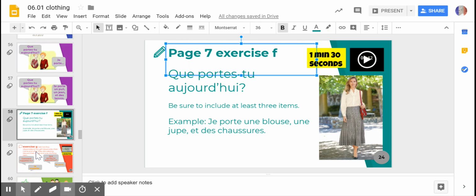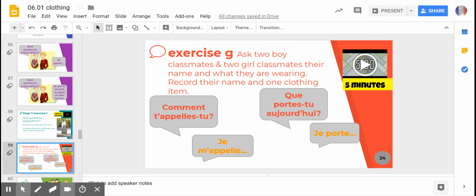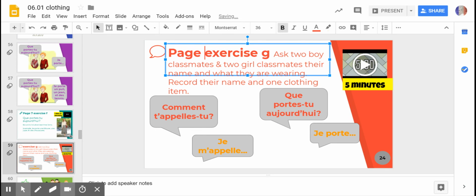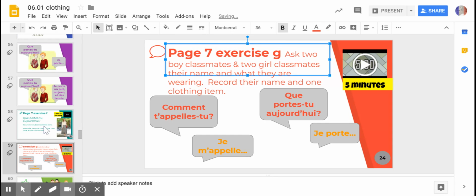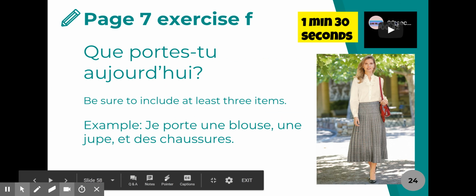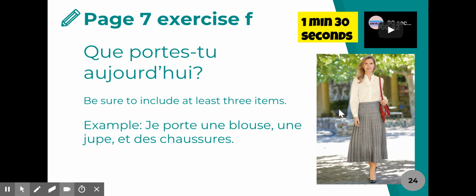Okay, que portes-tu aujourd'hui? So, que portes-tu aujourd'hui means what are you wearing today? So, you are going to answer that question. Que portes-tu aujourd'hui? You need to include at least 3 items. I'm assuming you're wearing like a shirt and some pants and some shoes. So that is at least 3 items. You should also be wearing your lanyard. So that's another one you could do.